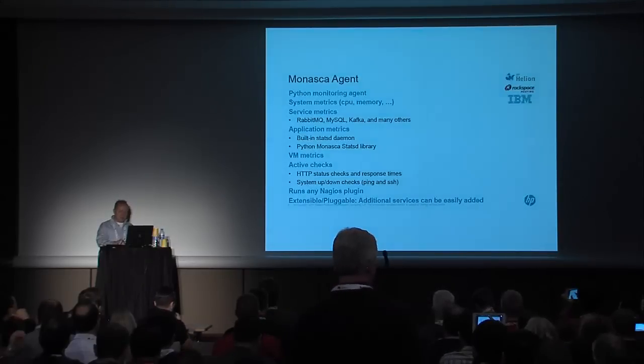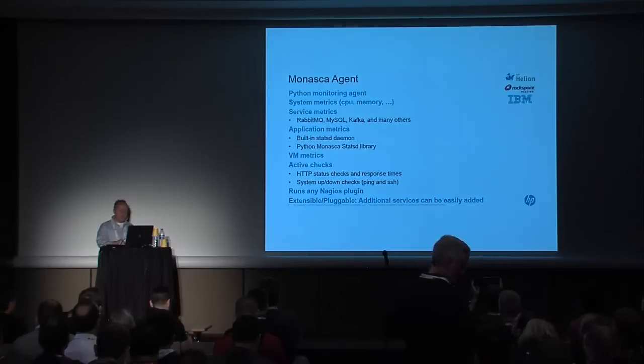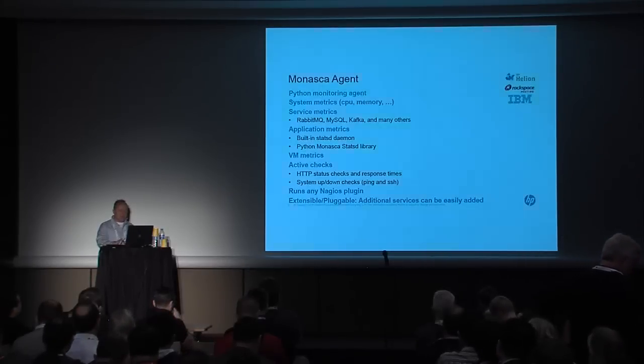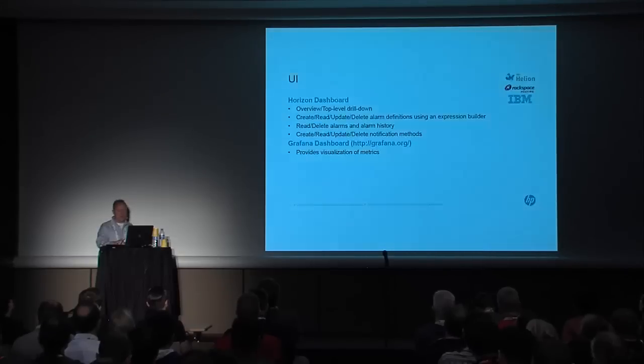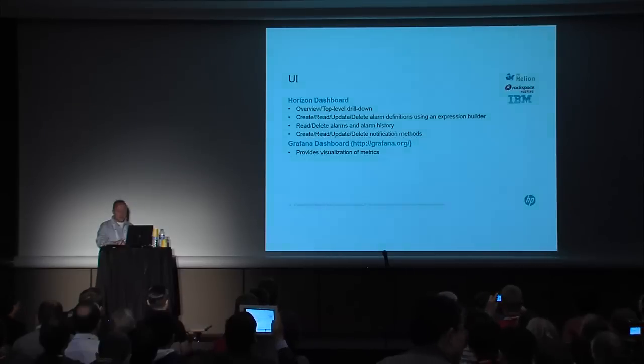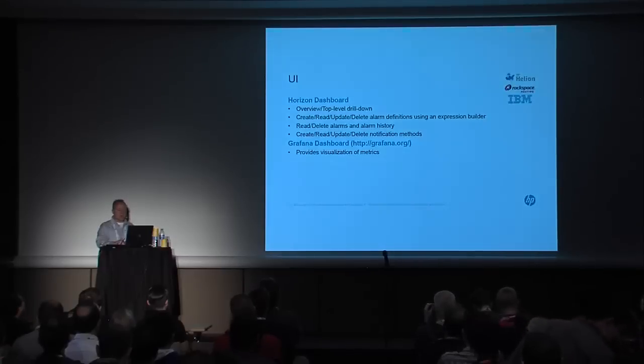We support VM metrics. We do active checks, like HTTP status checks and system up-down checks. It can run any Nagios plugin, and it's extensible and pluggable. All the other services above, RabbitMQ, MySQL, et cetera, have been added using the extension mechanism, but if you want, you could add others, and we'd love people to do that. We have a Horizon dashboard that's integrated. And also, there's a very good time series dashboard out there called Grafana, and we've integrated with that, and I'll be demoing that later.